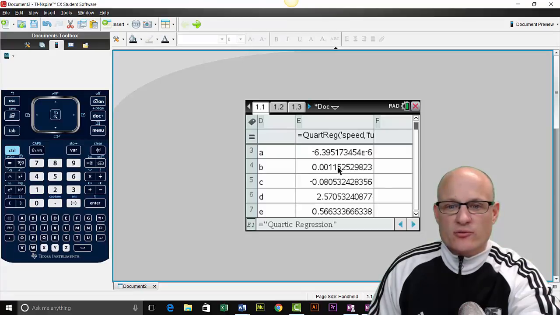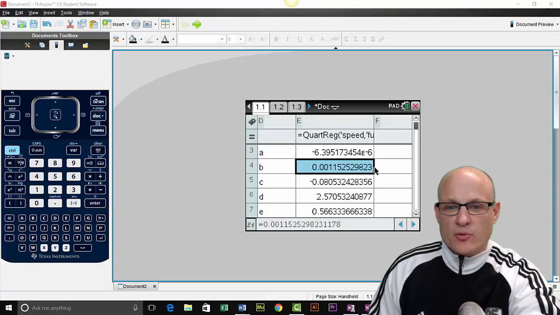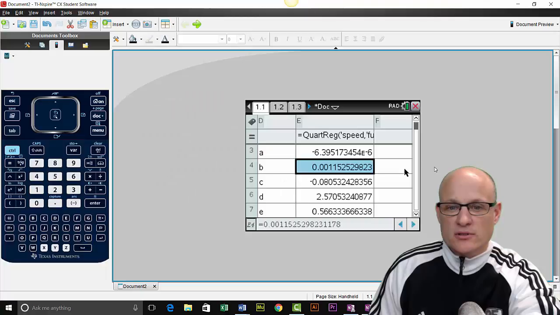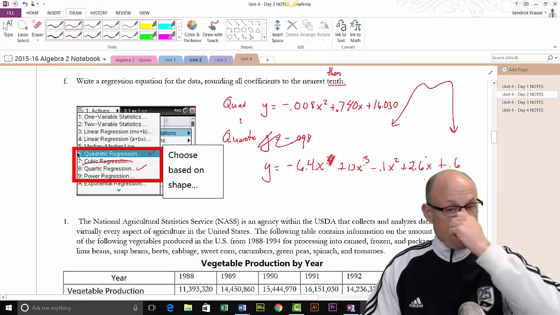Plus, well, if I round this, that's 0 to the tenth place. Round this, so plus 0x cubed. Minus 0.1x plus 2.6, this should be x squared, x plus 0.6. So that would be my quartic.